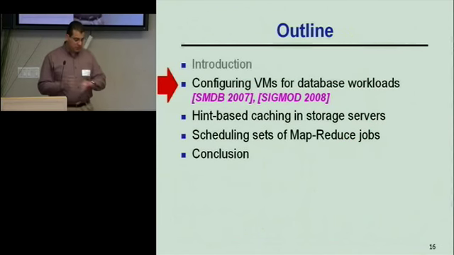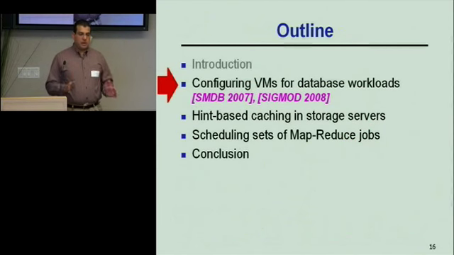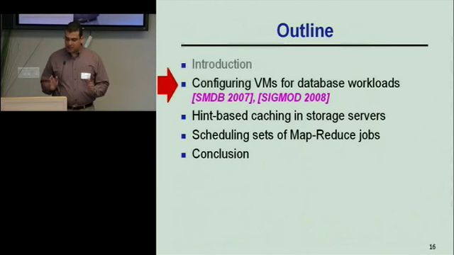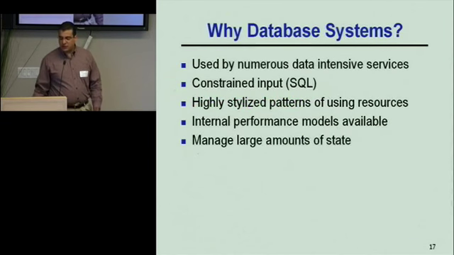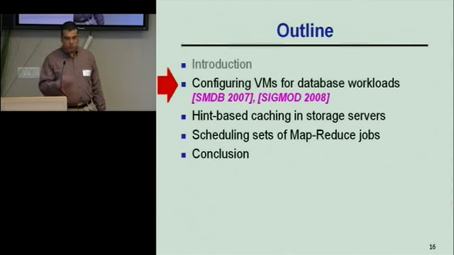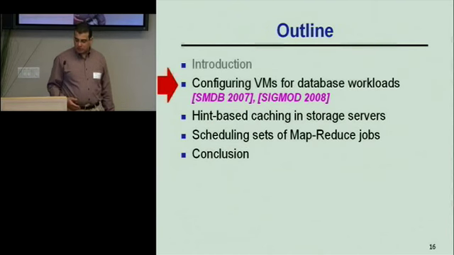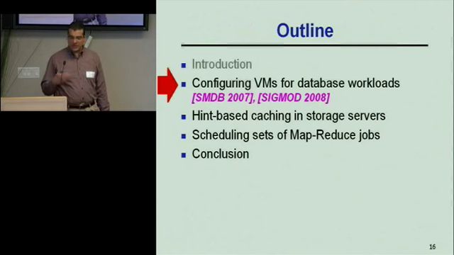So this was my introduction. Let me now move to talking about 3 specific examples of application-informed tuning in virtualized environments. The first example I'll talk about is configuring virtual machines for database workloads. And the problem setting here, or first, before I talk about the problem setting, why database systems? The first 2 sub-problems I'm going to talk about, configuring virtual machines for database workloads and hint-based caching in storage servers, both focus on a database system as the application.